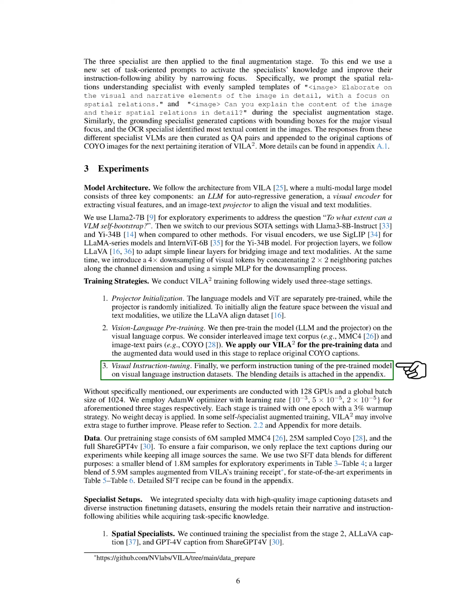For our pre-training stage, we used 6 million samples from MMC4, 25 million samples from COYO, and the complete ShareGPT4V dataset. To ensure a fair comparison, we only replaced the text captions during our experiments while keeping all image sources the same. We created two blends of supervised fine-tuning (SFT) data for different purposes: a smaller blend of 1.8 million samples for exploratory experiments and a larger blend of 5.9 million samples augmented from VILA's training recipe for state-of-the-art experiments. Detailed information about the SFT recipe can be found in the appendix.